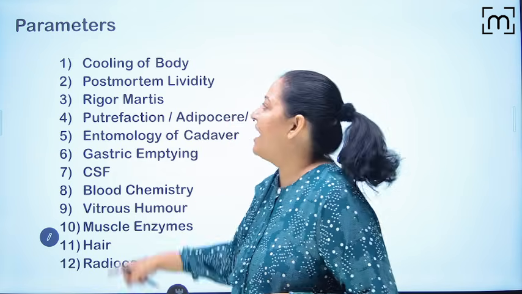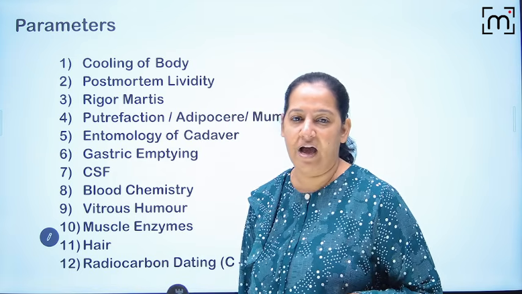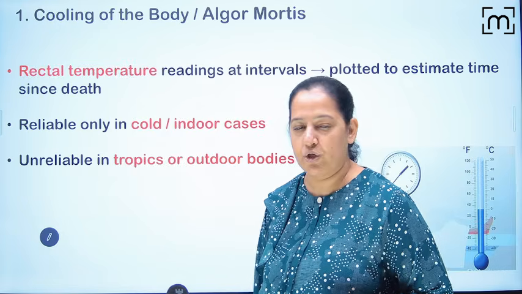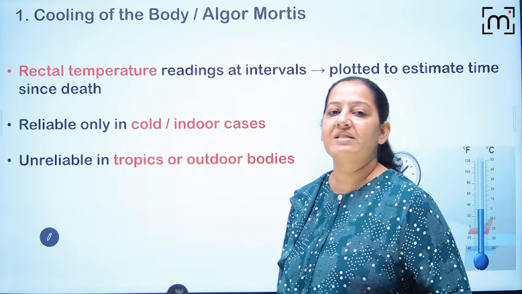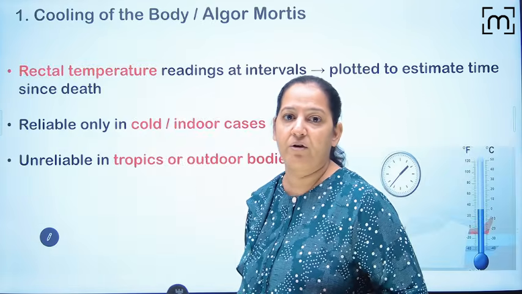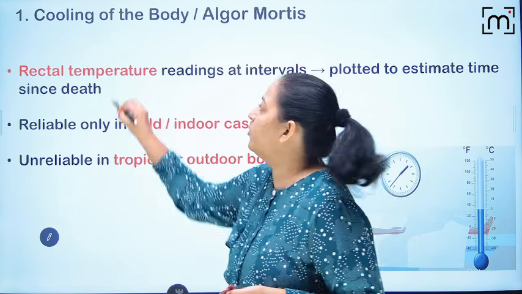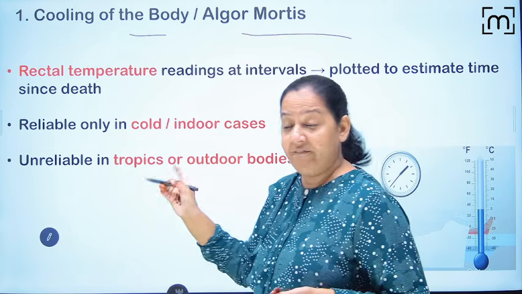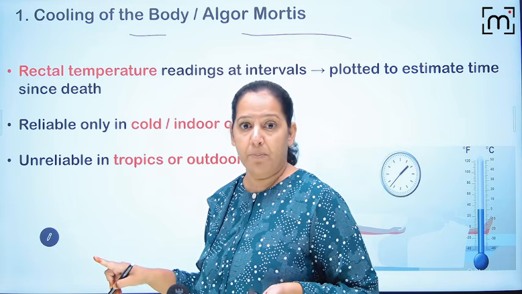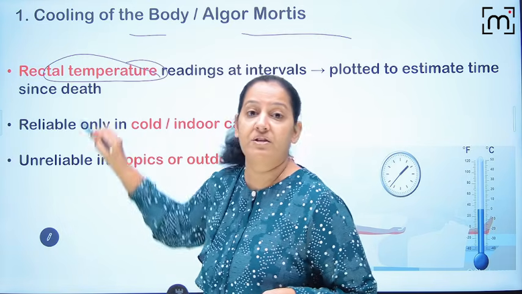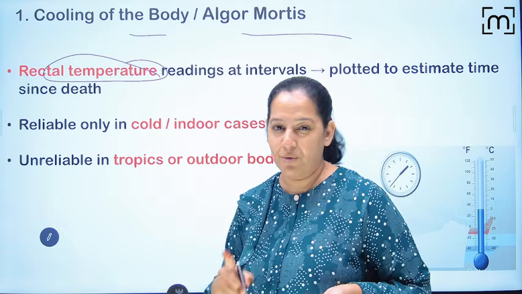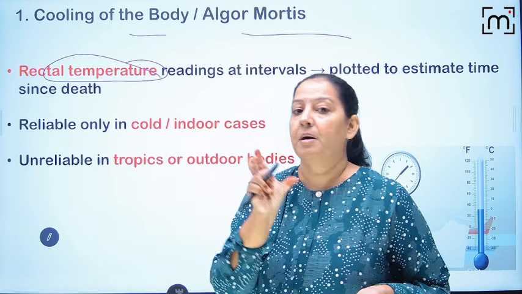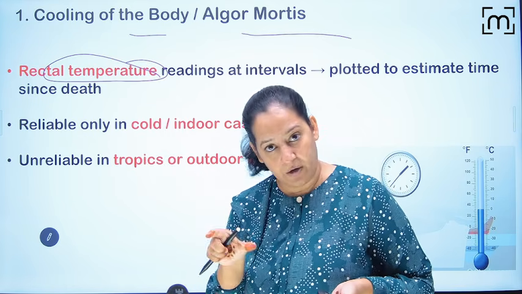First of all, I will see the cooling of the body. Let's start the 12 parameters. First, I will look at the rate of cooling of the body. Yesterday, I taught you what cooling of the body is, algor mortis. As soon as I receive the dead body from the police, I will measure the rectal temperature of the dead body. And I will apply the formula. You know the formula: normal temperature minus rectal temperature upon rate of fall.